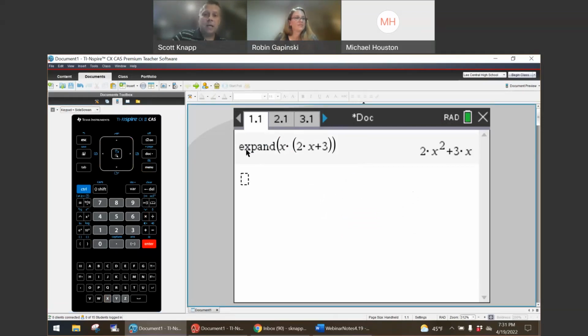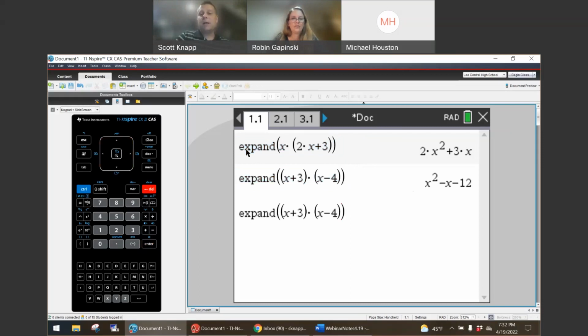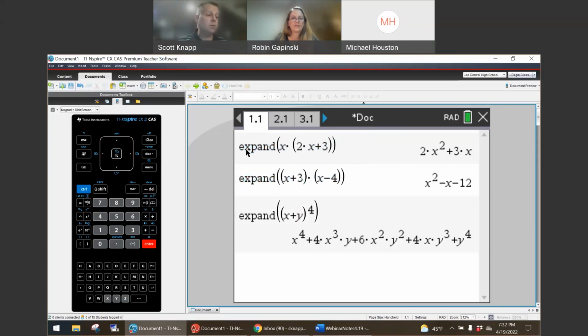That's not anything fancy, but I'm going to recopy this down so I don't have to grab the tool. If I want to expand two binomials, it can do that. Somebody asked a little bit ago, what if I want a binomial expansion like X plus Y to the fourth? Very quickly, it can compute that out. So a lot of different things you can do.